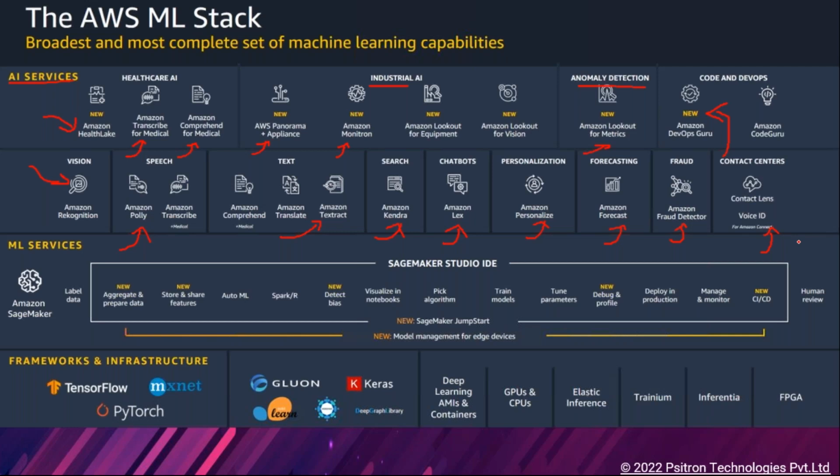And here comes the most important stuff, that is machine learning services, that is ML services. The machine learning service we are talking about here is nothing but Amazon SageMaker. Amazon SageMaker is the service that you can use to build end-to-end machine learning products. Just imagine, you can build all these AI services on top by using Amazon SageMaker itself. Amazon SageMaker comes with the SageMaker Studio IDE, where everything is integrated into one single IDE.